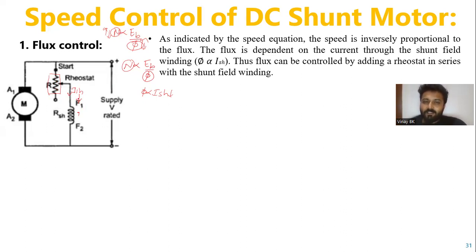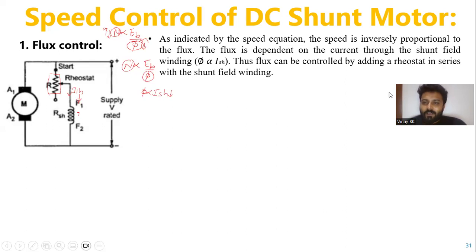Flux control method means a variable resistor is connected in series with the shunt field winding to control the current flowing through it. With that, you are controlling the flux, and with that, you are controlling the speed. That's it. It's a very simple concept.